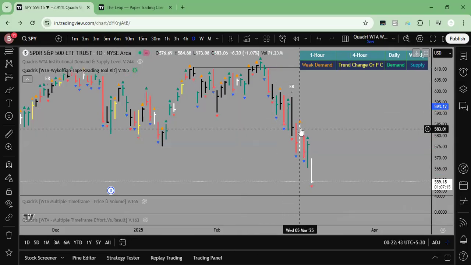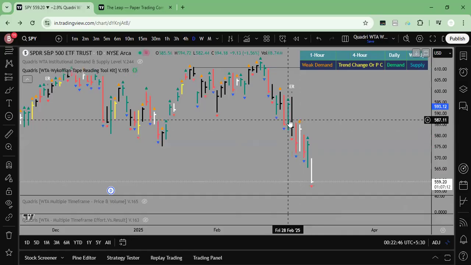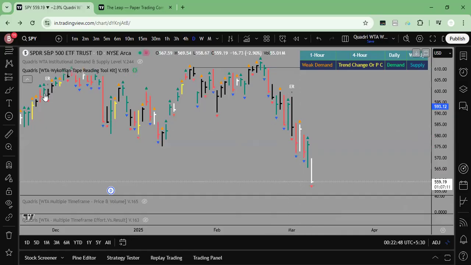This is a no supply. This is effort versus result. In the right context, we are coming downward. There was an effort to take the market upward, but the result was downward. That means all the price action which is about to take place would be downwards.